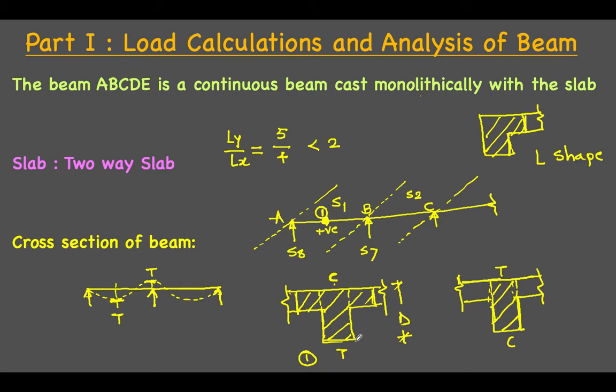At midspan, the flanged section may be of a shape T or L, and over support we have to design it like a rectangular section. Understand? So this is what we have identified here. We have identified the slab is a two-way slab and the cross sections for the beam which we have to design for A, B, C, D, E beam. At midspan we have to design it like a T beam, and over support we have to design it like a rectangular beam.